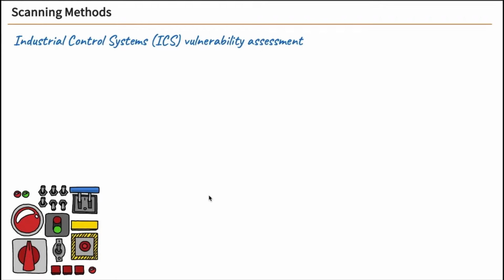All right, we're going to wrap this up with industrial control systems vulnerability assessment. Now, industrial control system, if you look down here at this image, you see buttons and widgets and dip switches and levers and all kinds of stuff. Well, that's because industrial control systems are generally used to control industrial equipment.